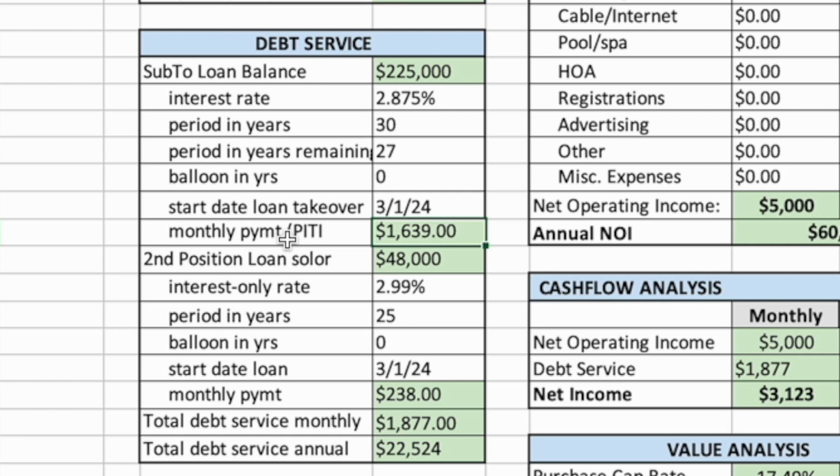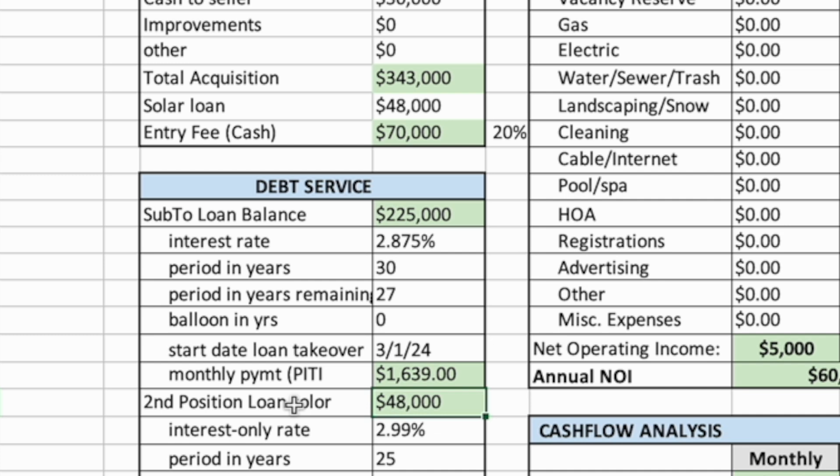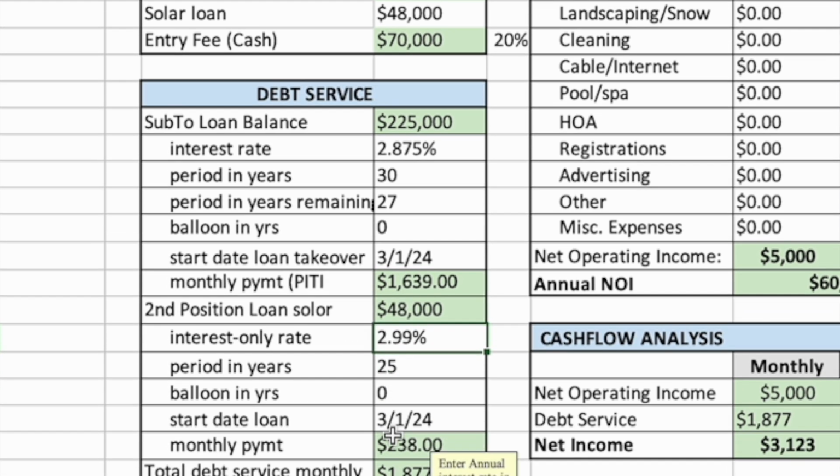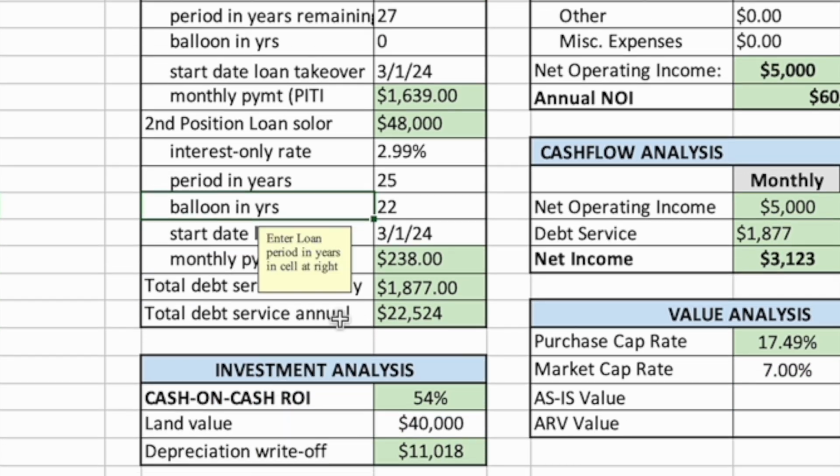And what's crazy is in this state in Texas, property taxes are crazy high. Like the PI on this loan is like 900 and something. And so there's like $700 between taxes and insurance. And then I have here our second position solar loan for $48,000. That's got a 2.99 interest rate. It was a 25-year loan. And I think there's like 22 years left on that loan.